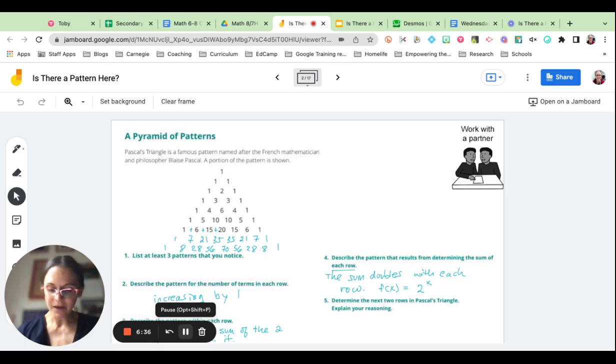It's getting big now. Now, to explain my reasoning, I'm actually just going to draw an arrow over here to number 3. Because that's what I did. I recognized that each value is the sum of the 2 numbers above it. And that's how I generated those 2 rows.